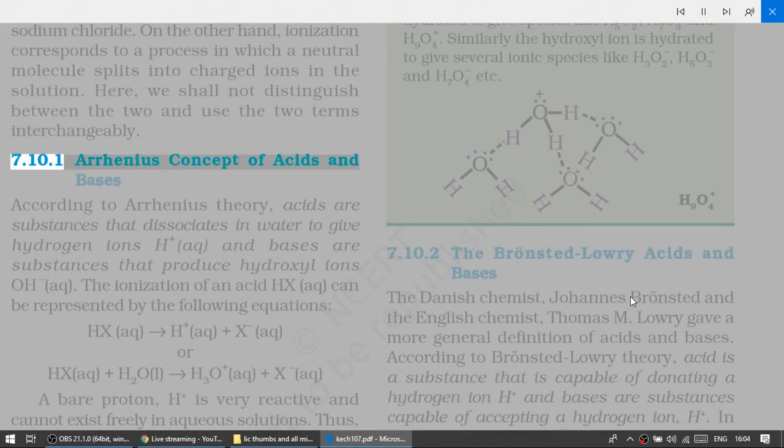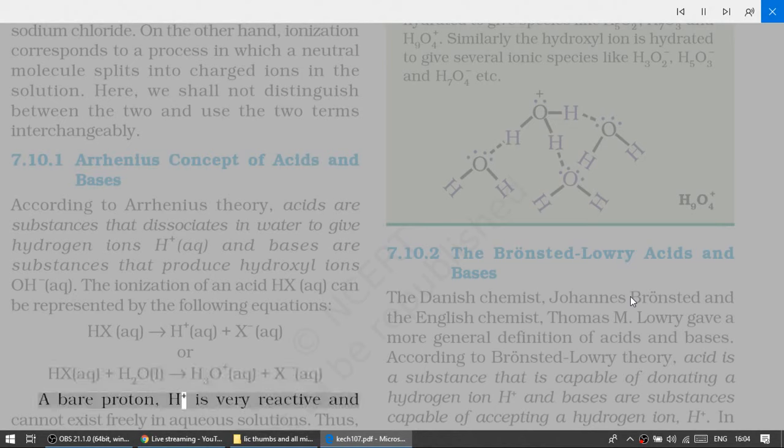Arrhenius concept of acids and bases. According to Arrhenius theory, acids are substances that dissociate in water to give hydrogen ions H+(aq), and bases are substances that produce hydroxyl ions OH-(aq). The ionization of an acid HX(aq) can be represented by the following equations: HX(aq) → H+(aq) + X-(aq), or HX(aq) + H2O(l) → H3O+(aq) + X-(aq).